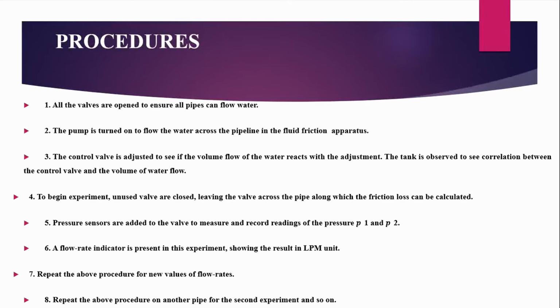The third is the control valve is adjusted to adjust the volume flow, and also to begin the experiment, unused valves are closed. The step 5 is pressure sensors are added to the valve to measure and record readings of pressure 1 and 2. The sixth step is flow rate indicator is present, which shows the result in LPM unit.